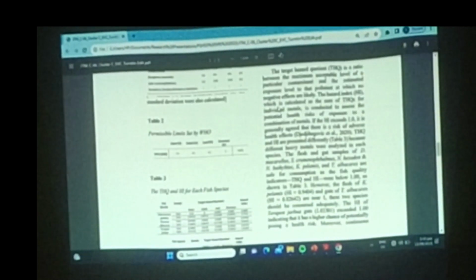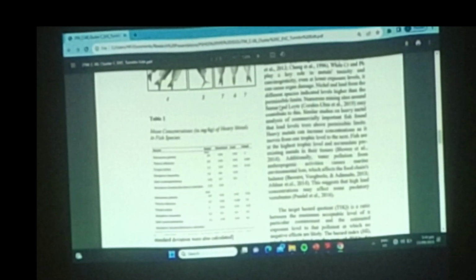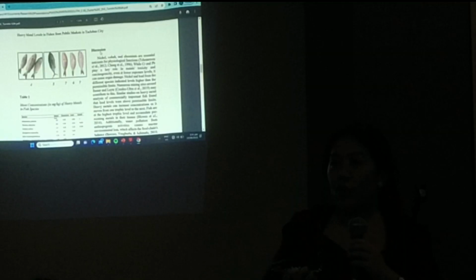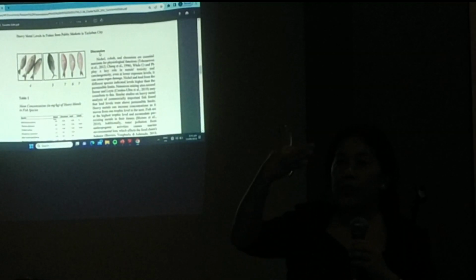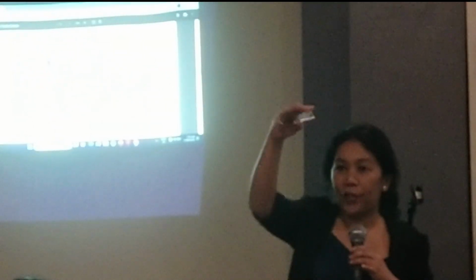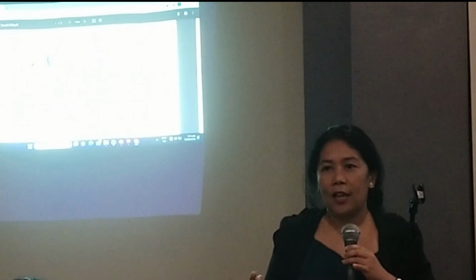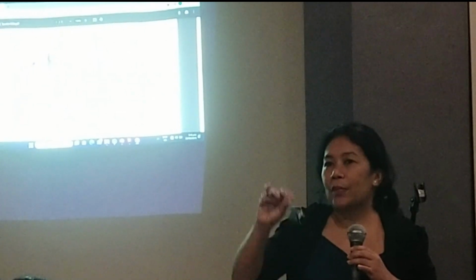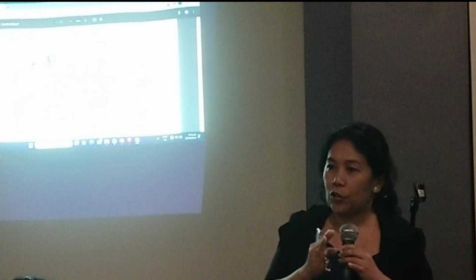So you see that? The tables are laid down, of course. And then of course, there's the discussion. In some organizations, a conference, they require results and discussion integrated together. But in others, the results are different from the discussion part. So ask if your science fair, science congress would require the integration of the results and discussion or different.